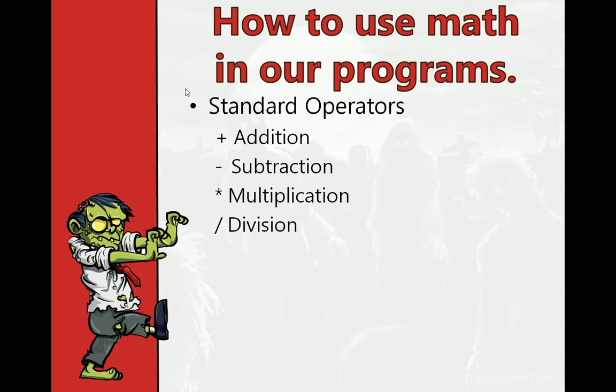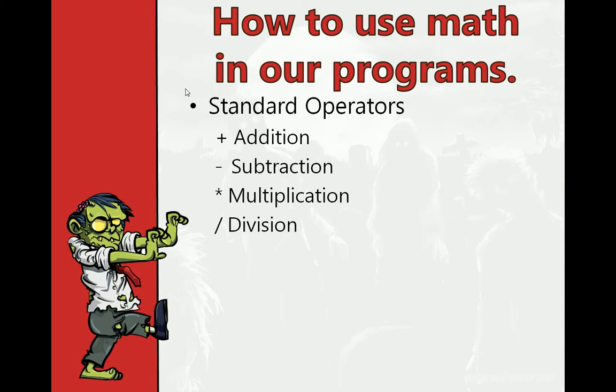Alright, in our programs, we have standard math operators that we all probably know, or probably should know at this point. Addition, subtraction, multiplication is indicated by the asterisk symbol. Division is indicated by the / symbol. So if I have to multiply 3 times 2, it's going to be 3 asterisk 2 to indicate multiplication. If I have to divide 10 by 5, it's going to be 10 / 5. We should be familiar with these operations.